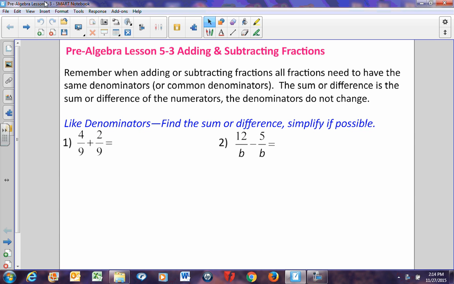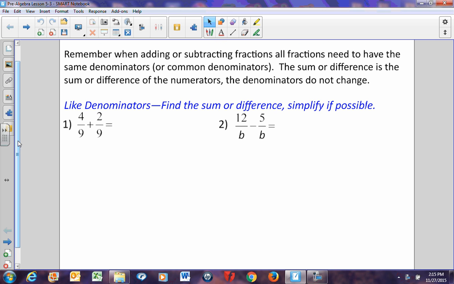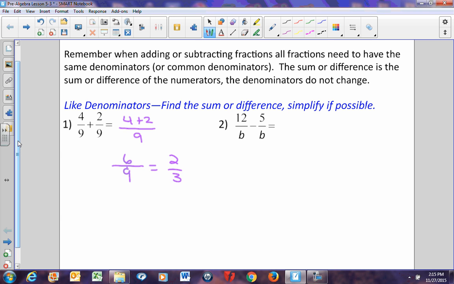The denominators will not change. So, if you have like denominators, to add or subtract them, you just keep the common denominator and add or subtract the numerators. For example, if we have 4/9 plus 2/9, we already have the common denominator of 9, so I can leave the common denominator of 9, and I simply want to add my numerators because we're adding, so it'll be 4 plus 2. So that would become 6 over 9, and 6 over 9 will reduce because I know 3 will go into 6 twice, and 3 will go into 9 3 times, and I end up with 2/3.